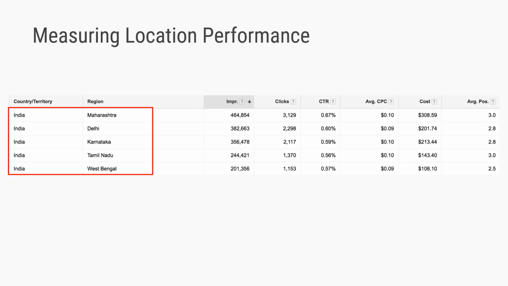If I know that this region is a high priority region for me, from where I get a lot of my customers, a lot of leads or purchases, then I would use this data to focus only on this location. I might have a separate campaign targeting Maharashtra only, or I might target this location in the same campaign, but prioritize it by increasing the bids, adding a bid modifier for this particular location, and have lower bids for the other locations.